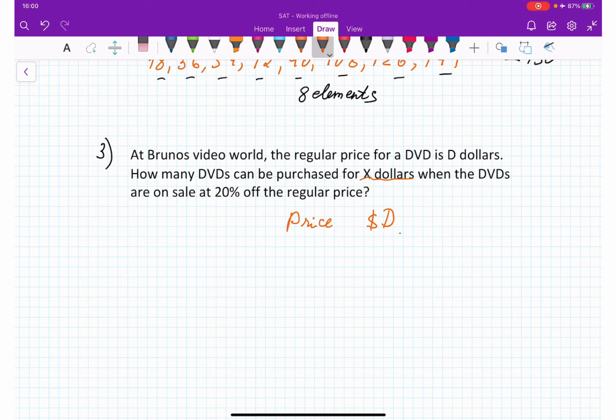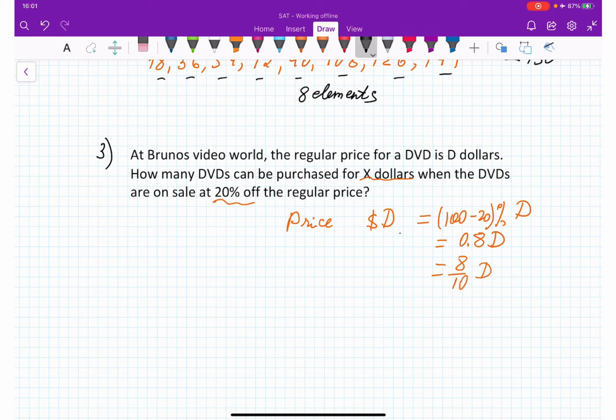So the regular price is going to be 20% off, meaning 100 minus 20% of D, right? It's going to be 80%, or 0.8 times D. Now, 0.8, I'm going to write down as 8 over 10, representing it in the format of a simple fraction.